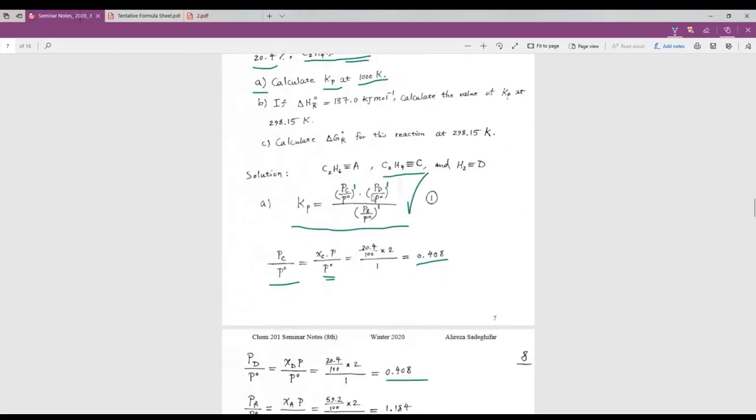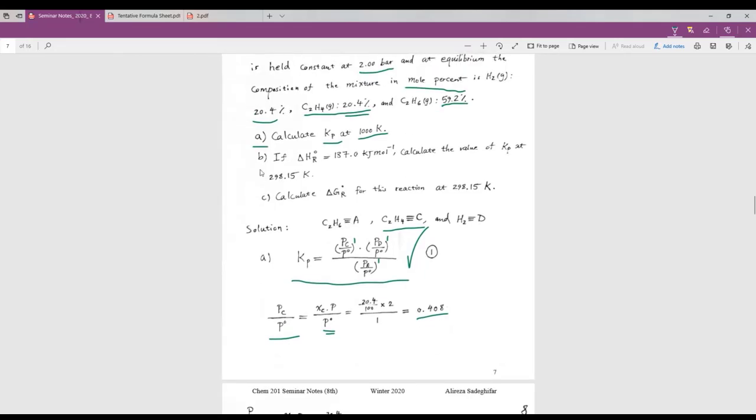So we could use this equation at 1000 Kelvin to calculate Kp. What about part B? If delta H of the reaction is this amount, calculate the value of Kp at 298.15 Kelvin. Again, there are many different ways. You already know about them.